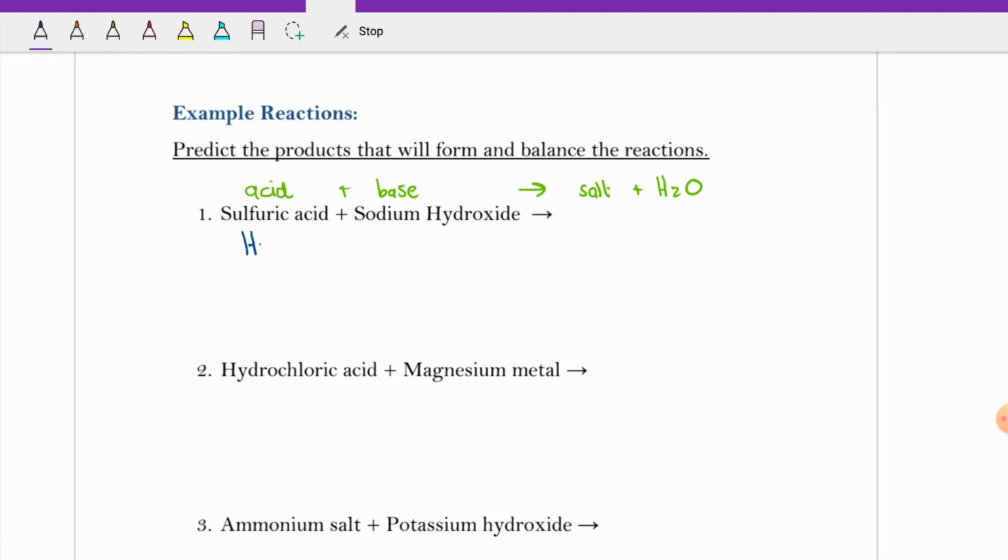So if you have sulfuric acid and you react that with sodium hydroxide, the products that will form, remember, double displacement, the sodium and the sulfate will go together, and you can also look at what's remaining, OH and H, which is water, right?